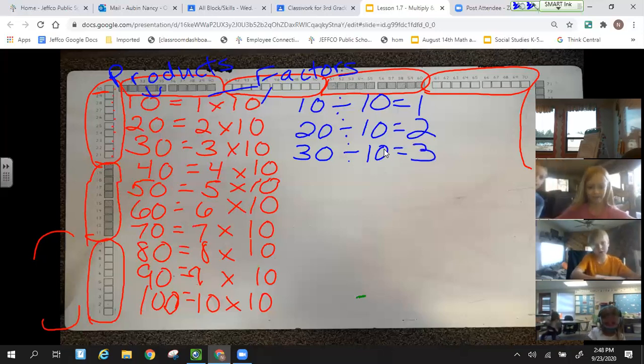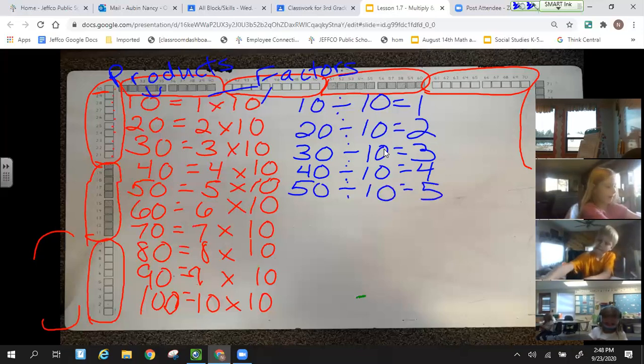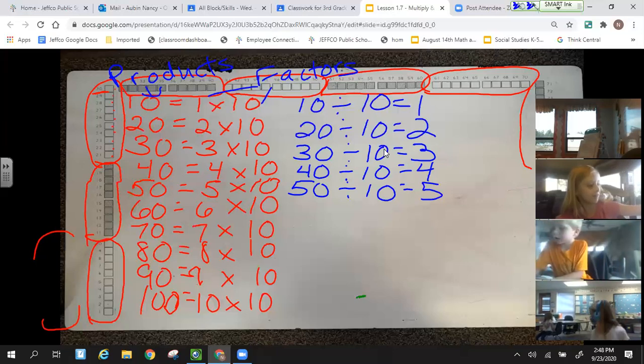3. Who thinks they can do the next one for me? Elena, what is it? If 40 equals 4 times 10, then 40 divided by 10 equals 4. Thank you, Josh. I hope you're seeing a pattern. So we know 50 equals 5 times 10. Then 50 divided by 10 equals 5. All right, go ahead, my dear Madison. If 60 equals 6 times 10.